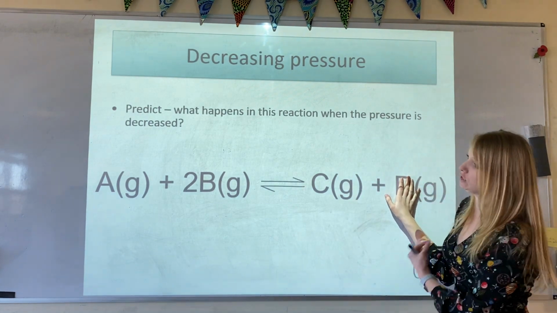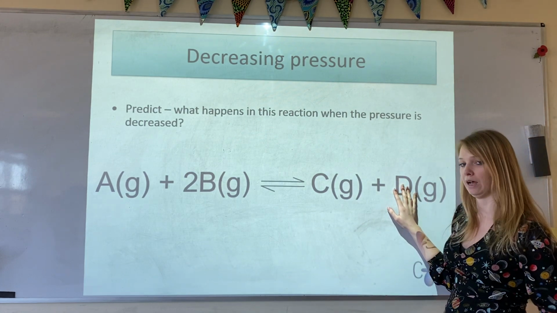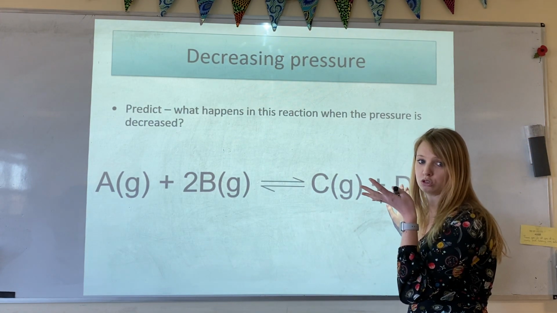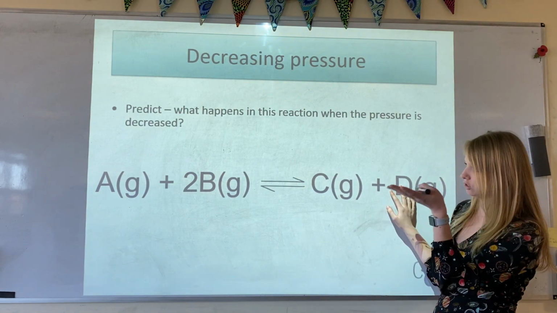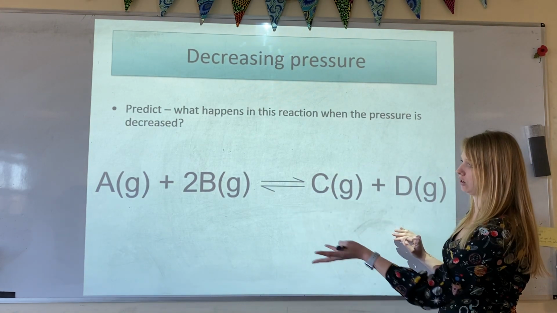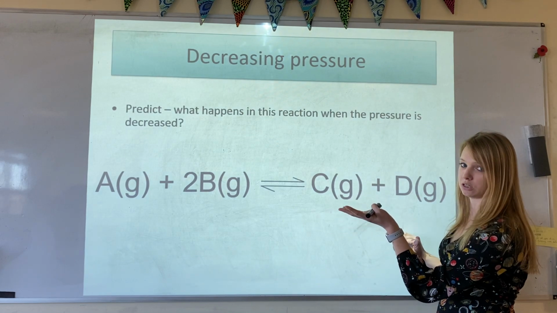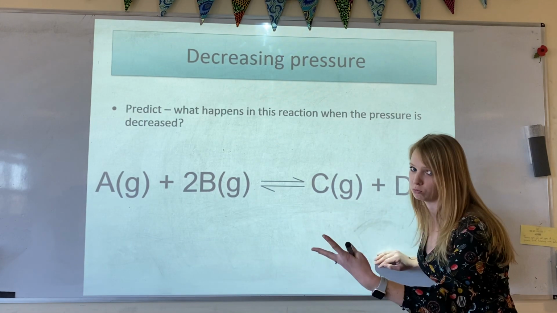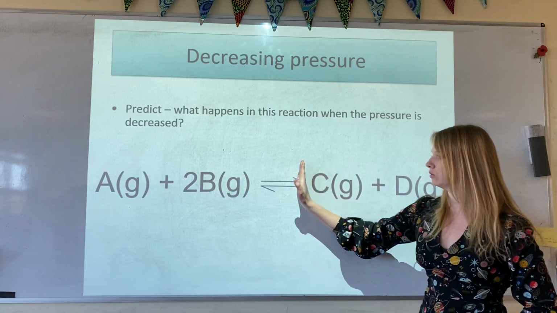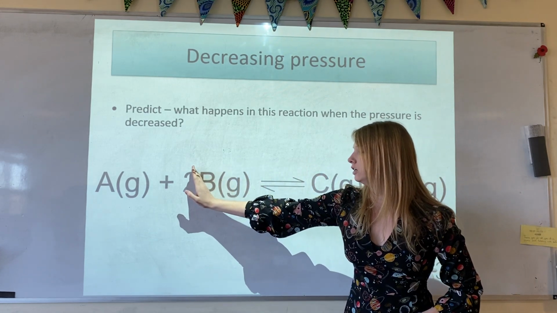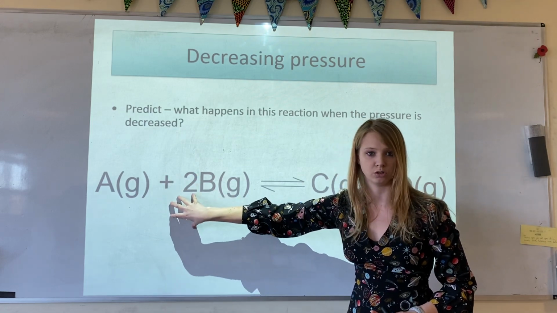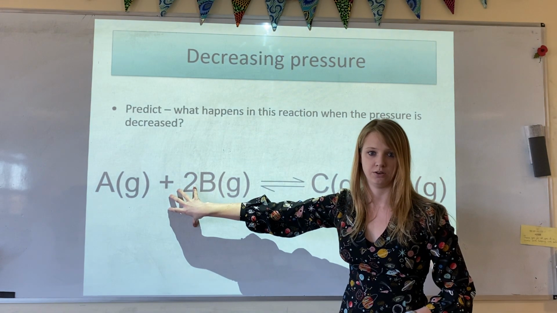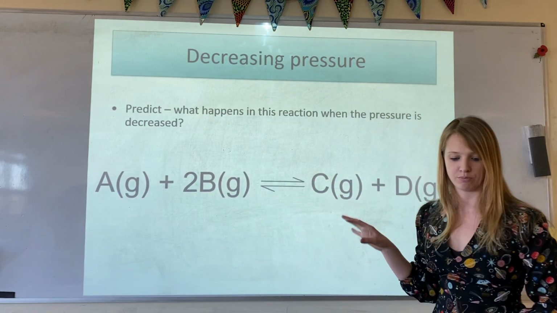So if I decreased the pressure and the pressure went down, the system would want to counteract that by increasing the pressure back up. So in this case, if I decrease the overall pressure, it would shift to the side with more molecules, because more molecules means more pressure, and so it will shift to the left. I would make more of my reactants because there are more molecules on this side. Okay, so that is pressure.